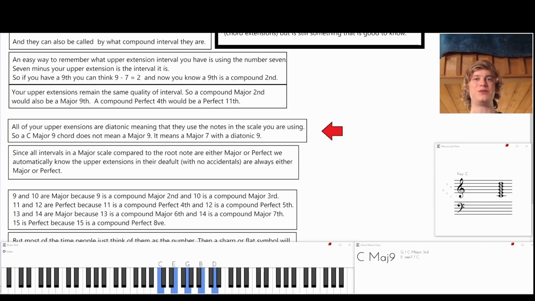If you're a little bit confused right now, it's going to get cleared up in a little bit, so just follow along and things are going to start making some more sense.